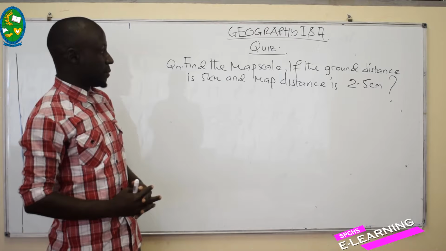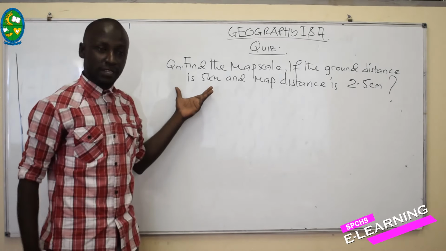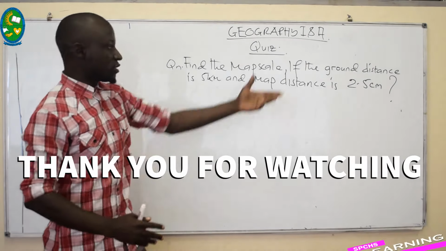Question: find the map scale if the ground distance is 5 kilometers and the map distance is 2.5 centimeters.